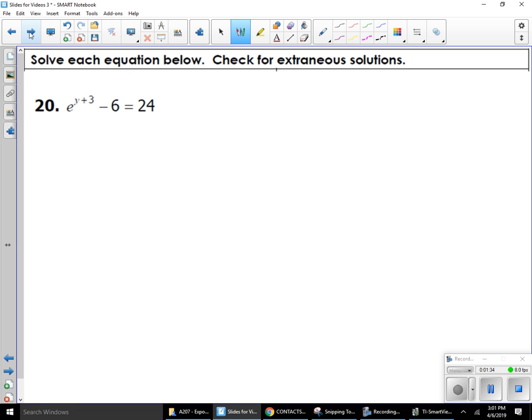Welcome back. So note that right now we don't have that exponential by itself. We have to deal with this business first. That -6 is not a part of the exponent. So to take care of that, we can add 6 to both sides. That will get our exponential by itself. On the right-hand side, 24 plus 6 is 30. And now I do have that exponential by itself.